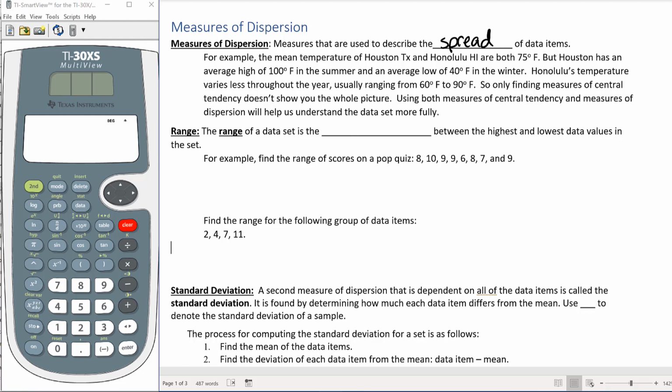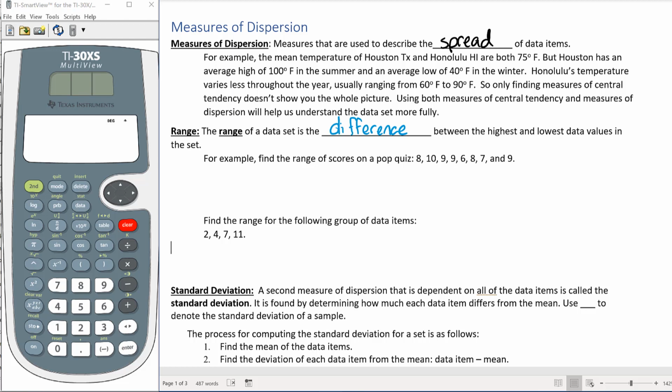So if we use both measures of central tendency and the measures of dispersion, we can understand the data set more fully. So the first measure of dispersion that we're going to be talking about is called the range. The range of the data set is the difference between the highest and the lowest data values in the set.